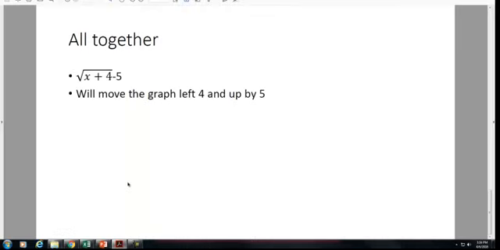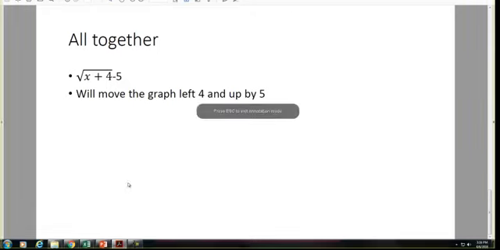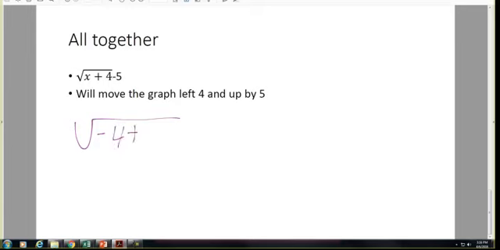For our last slide, we'll look at two of these moving left and right and up and down at the same time. And so we have the square root of x plus 4, under the square root, minus 5. And this will move the graph left 4 and down by 5. And we can see this just by plugging in. We ask ourselves what plus 4 would equal 0, and we get negative 4.